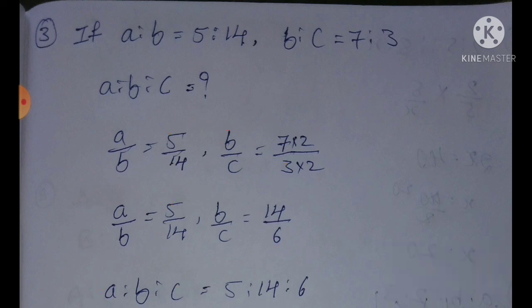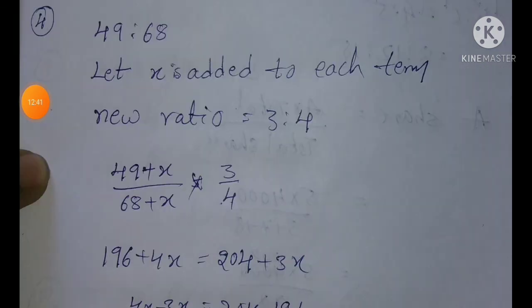Now we have another question. What must be added to each term of the ratio 49:68 so that it becomes 3:4? So let the number x be the number that should be added to each term.